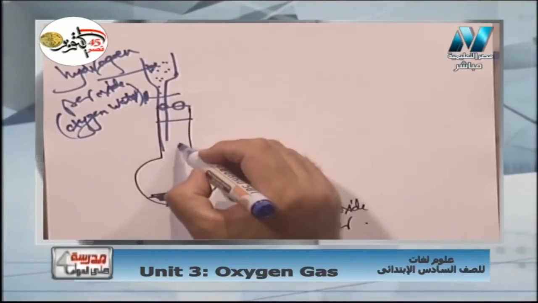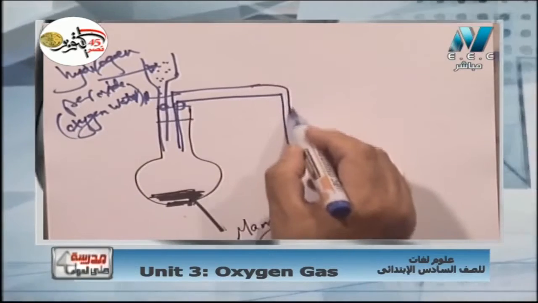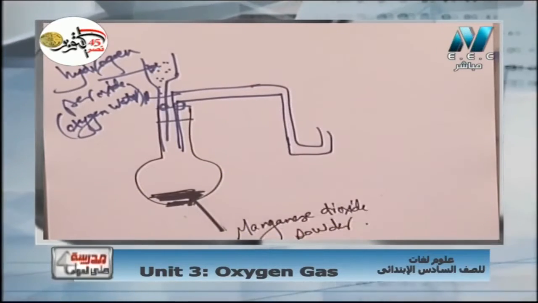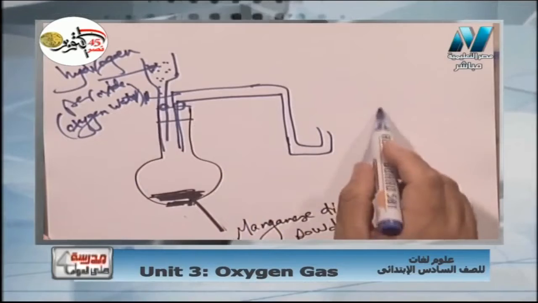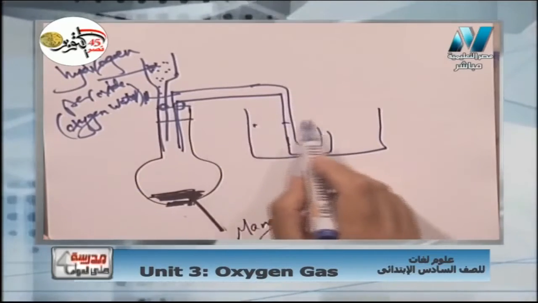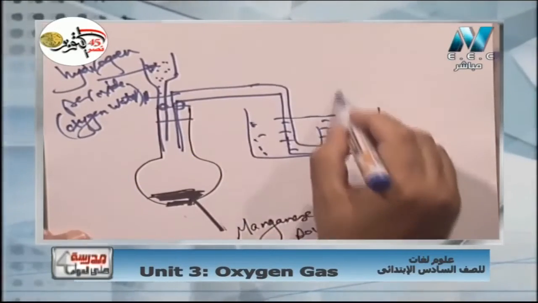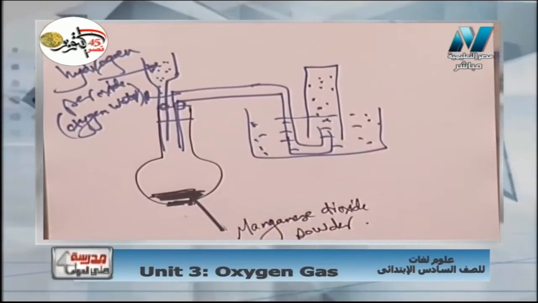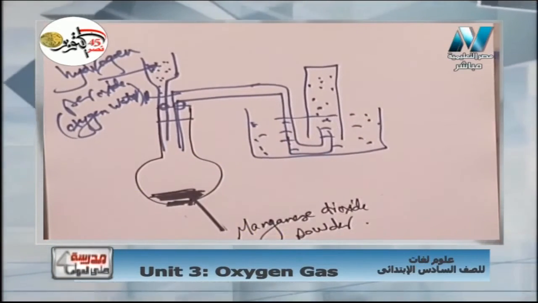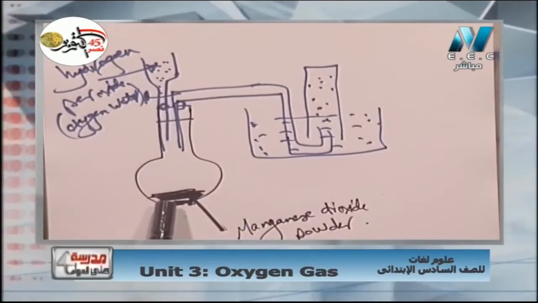So from the other hole، من الهول التاني I will pass a tube with this shape، هي شكلها تقريبا شكل حرف يو على مرتين. And in this area I will prepare a basin of water، حوض فيه ميه او tank فيه ميه with an inverted glass tube. Okay, so what happens if I open the tap؟ لو فتحت التاب هنا hydrogen peroxide will go to the manganese dioxide powder.